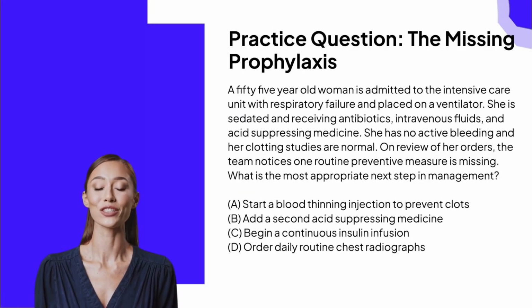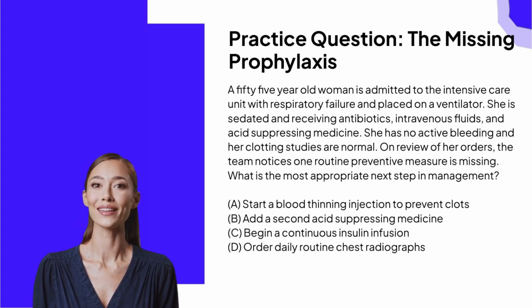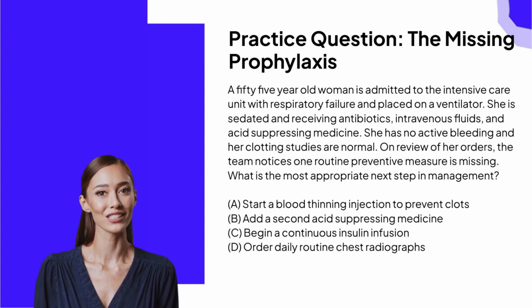Here is our third practice question, and it tests the routine prophylaxis checklist. A 55-year-old woman is admitted to the intensive care unit with respiratory failure and placed on a ventilator. She is sedated and receiving antibiotics, intravenous fluids, and acid-suppressing medicine. Importantly, she has no active bleeding and her clotting studies are normal.